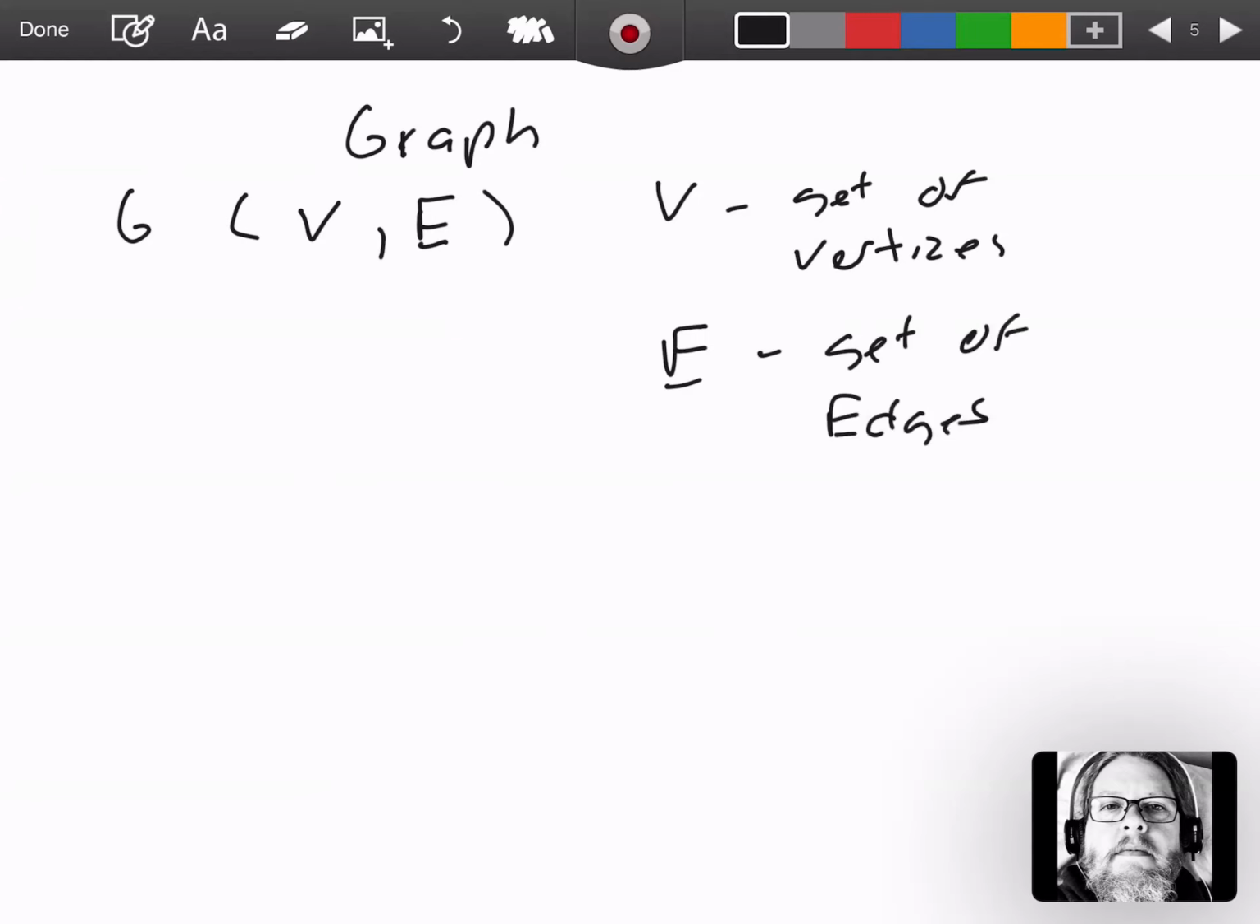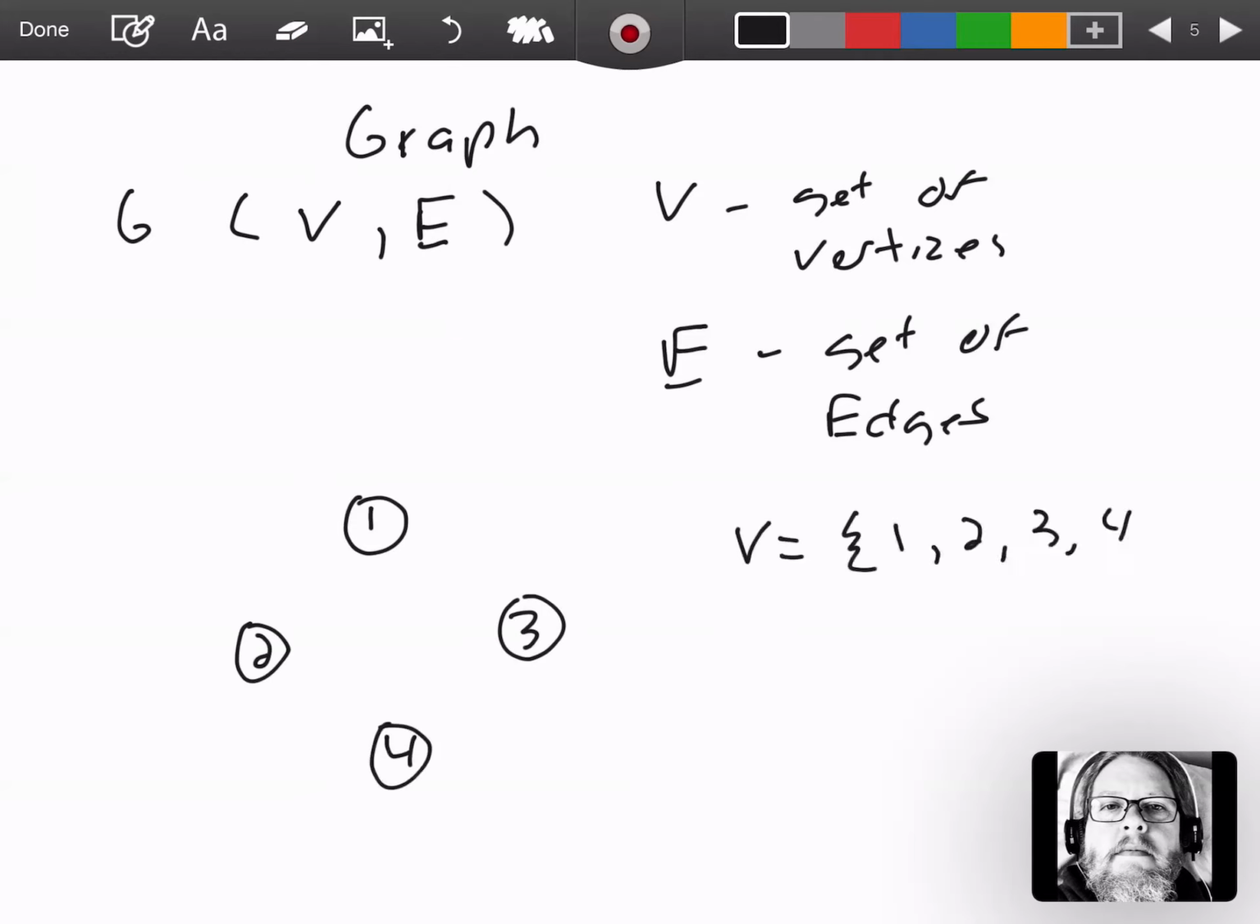So we could have something like our vertices are 1, 2, 3, 4. In this case, V is equal to the set 1, 2, 3, and 4. And if our edges look like this, our E would look like, these are then ordered pairs. So 1, 3 is a pair. You could figure out how to do this here. So let's do a 1, 3.